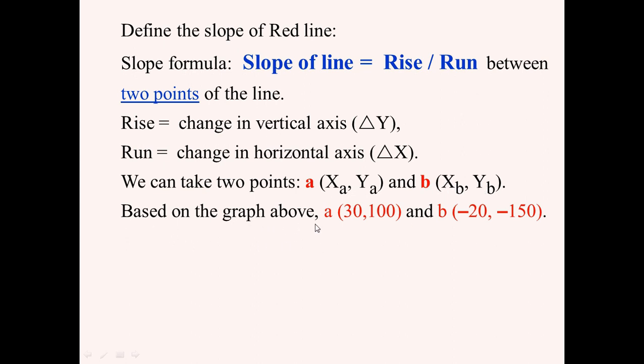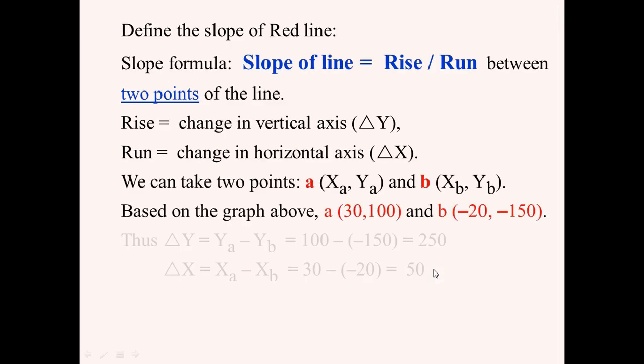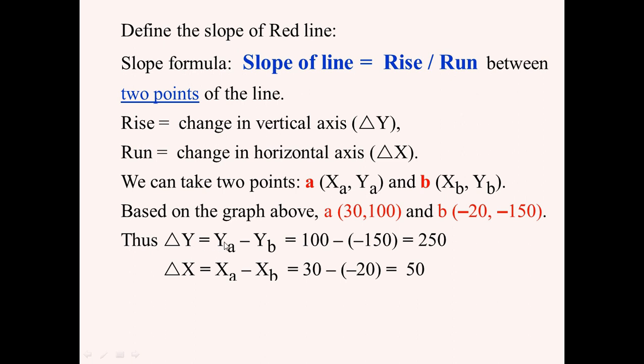Based on the graph on the previous slide, A: x equal to 30, y equal to 100. B: x equal to minus 20, y equal to minus 50. Okay, so for the change, take one point minus the other point. Change of y, point A minus point B.